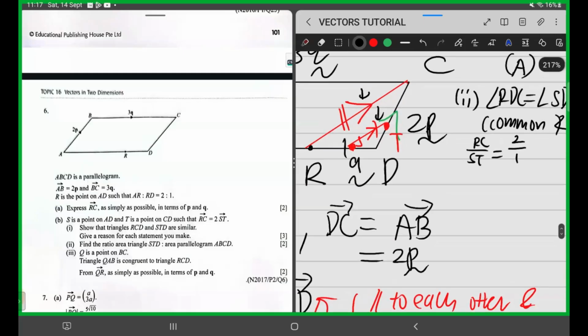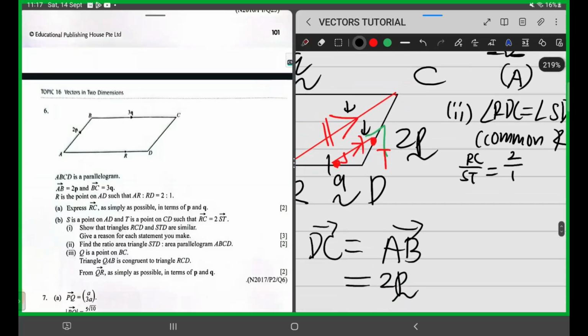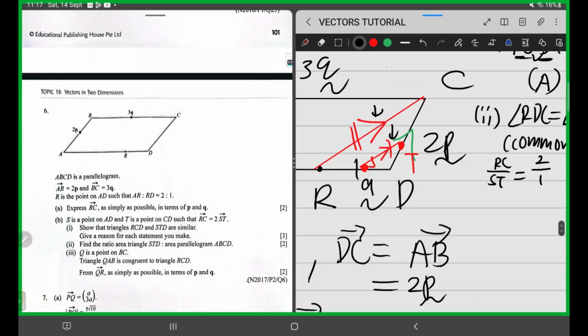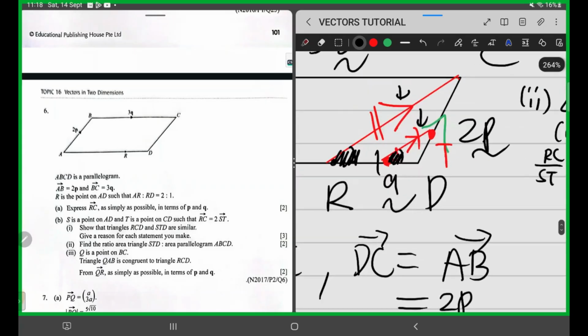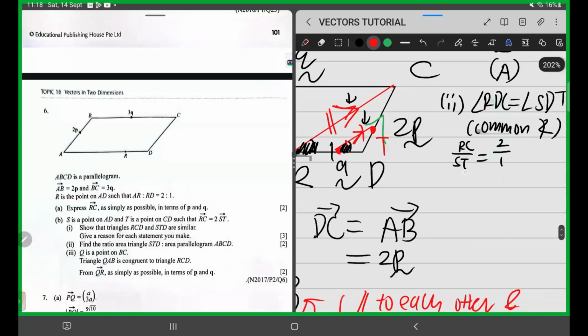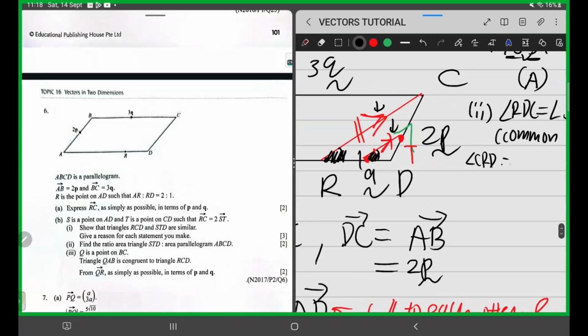we know that RC is parallel to ST. And then we have another angle, CRD. So this angle over here, CRD, it actually corresponds with this angle over here. Why? Because they are corresponding angles. Yeah, they are corresponding angles because this line is parallel to this line, right? So they are corresponding. So another one we can use is angle CRD equals to angle TRD, because they are corresponding angles where RC is parallel to ST.